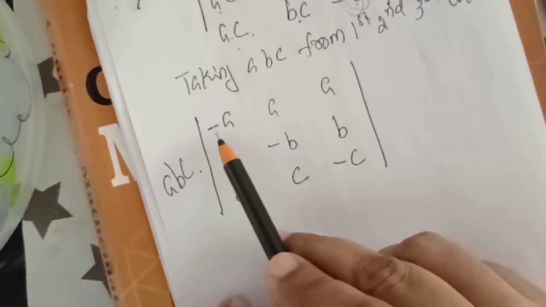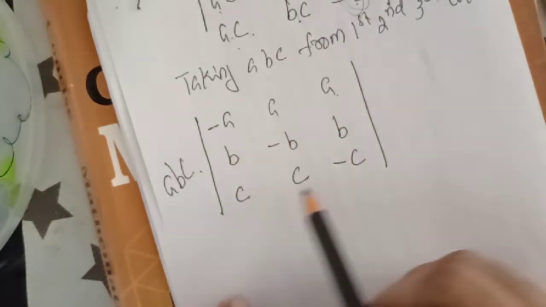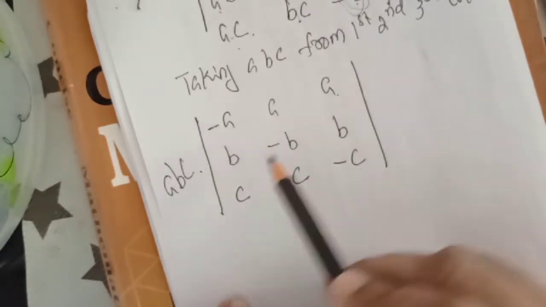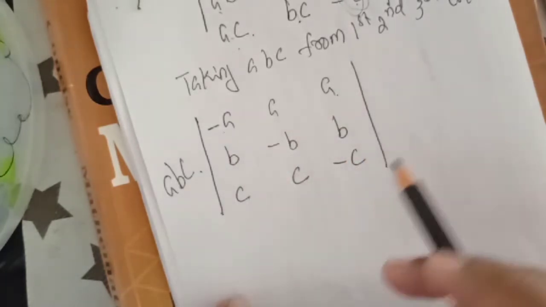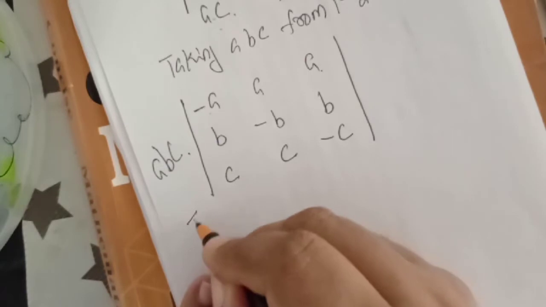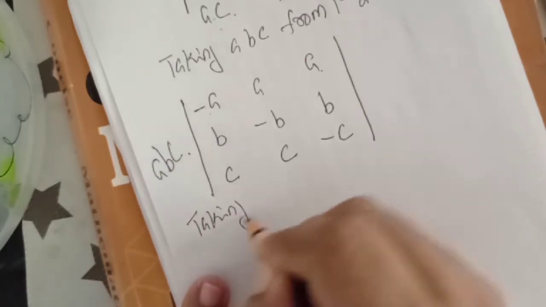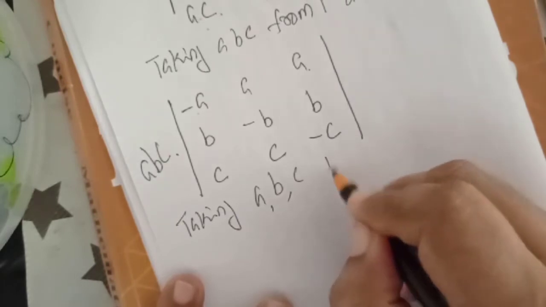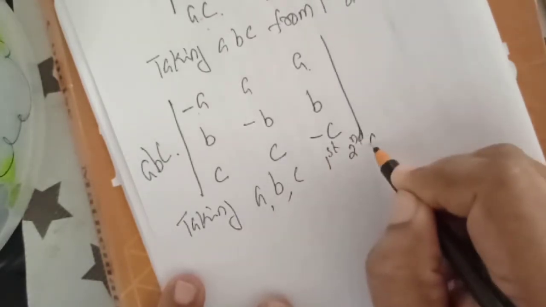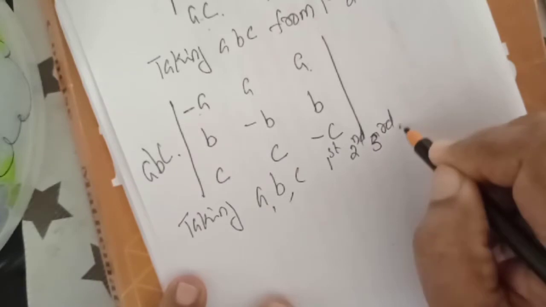Now look at the row. Is there any common factor? From the first row, A is there, B is there, C is there. Therefore, what is the next step? Taking A, B, C from first, second and third rows.